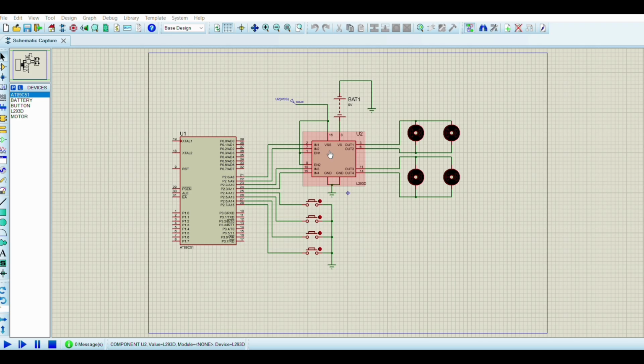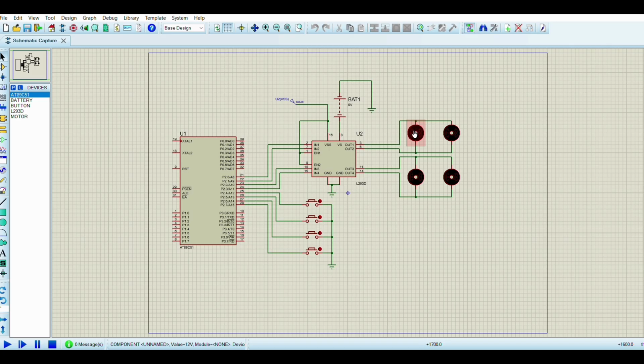Based on this input, it sends signals to the L293D motor driver to control the direction and speed of the motors. Here, the L293D is a popular integrated circuit used for controlling DC motors. It can drive up to two motors bidirectionally. That is, it can control the direction as well as the speed. It is commonly used in robotics and other projects where motor control is required.